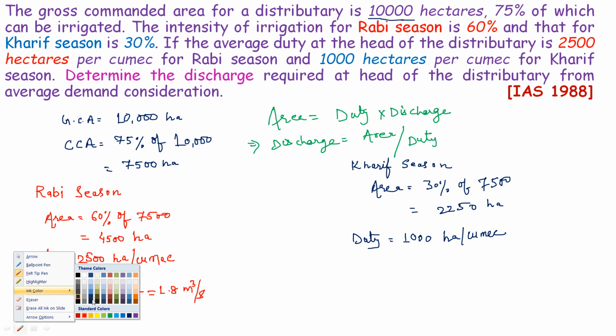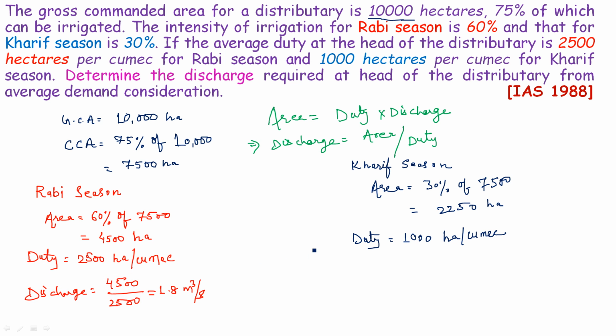Now for Kharif season, similarly we can find the discharge, area by duty. Area is 2,250 and duty is 1,000. So it comes as 2.25 meter cube per second. Now the question is asking to determine the discharge required at the head of the distributary from the average demand consideration.